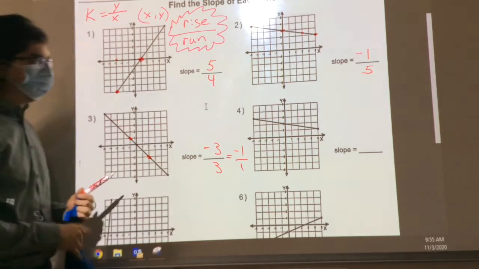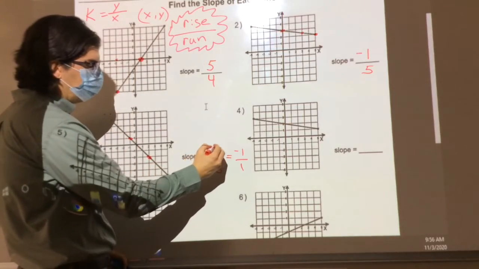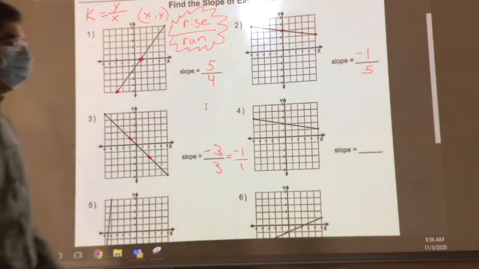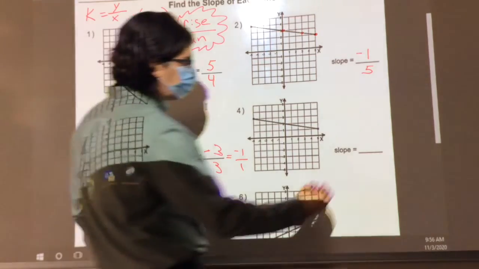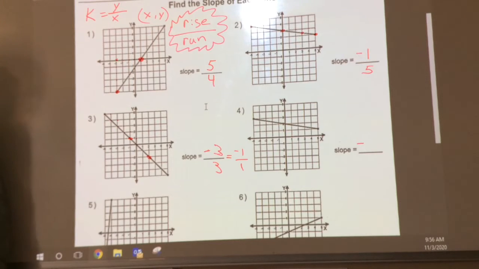All right, try number 4 on your own. I'll give you a couple of lead-in questions. Is it proportional? No. Positive or negative? Negative. Okay, good. See what you can do on number 4. You're still learning. Who cares if you're wrong?